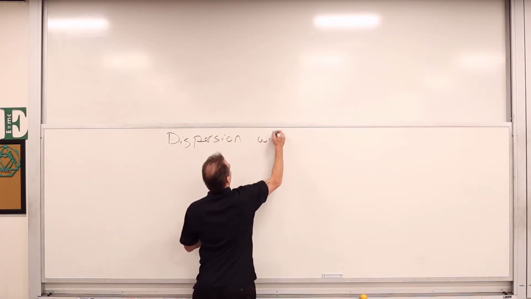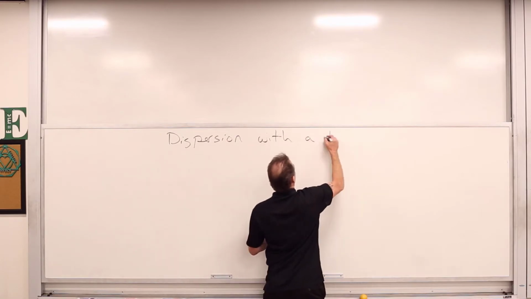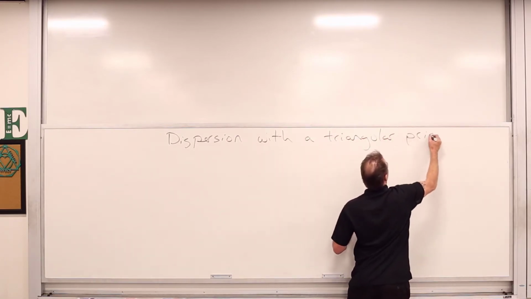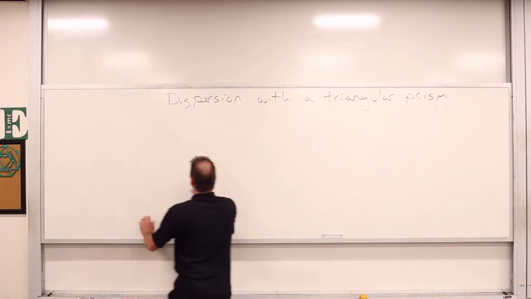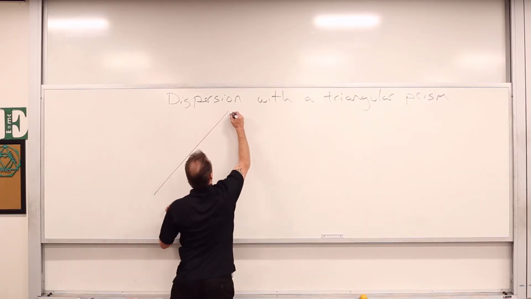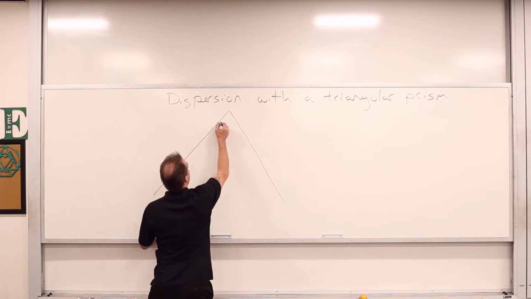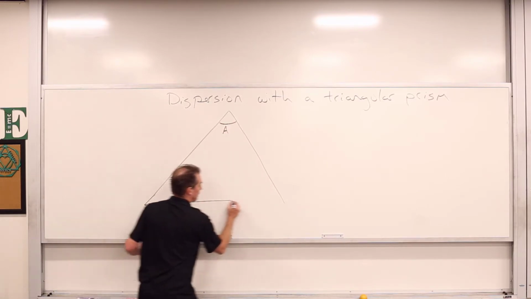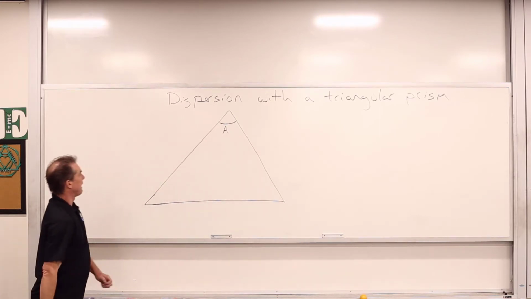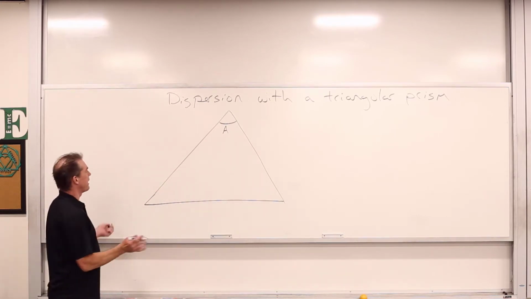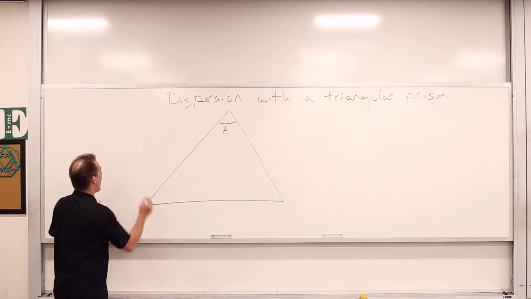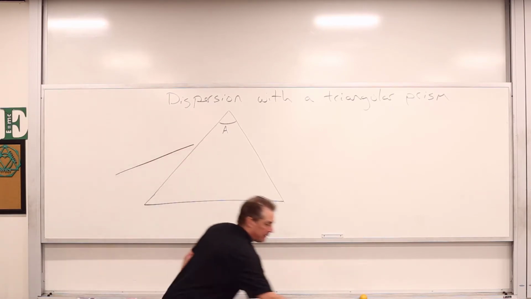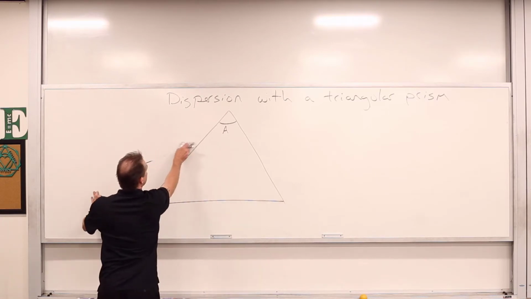Dispersion with a triangular prism. So we can take ourselves some nice prism here. It has some apex angle, let's just call it A. Go ahead and put its base down here like that. And what we're going to do is take some white light and shine it on this. So I've got this little band of white light.